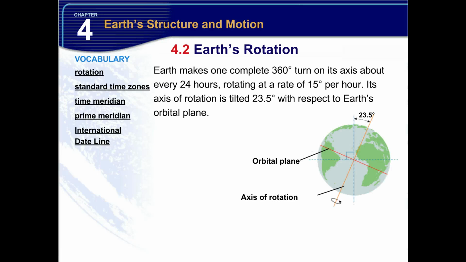Now, Earth makes one complete 360-degree turn on its axis about every 24 hours. It rotates at a rate of 15 degrees per hour. Its axis of rotation is tilted at 23.5 degrees with respect to Earth's orbital plane.